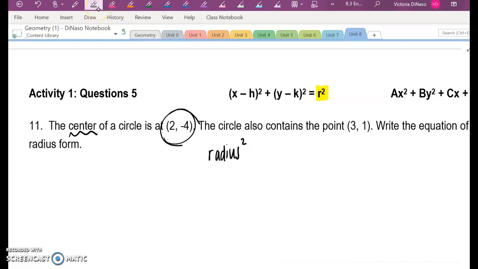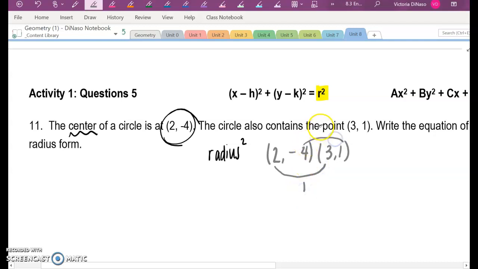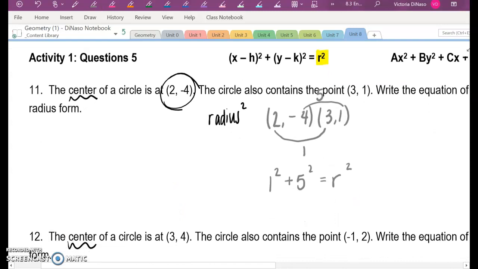So I'm going to take my radius. To find the radius squared, I'm going to take my center. So we're at 2, negative 4. We've got this point, which is at 3, 1. And you're just going to do a little bit of counting with a squared plus b squared equals c squared. So from 2 to 3, there's 1 number. From negative 4 to 1, there are 5 numbers. So we've got 1 squared plus 5 squared equals r squared. 1 squared plus 5 squared equals 26.